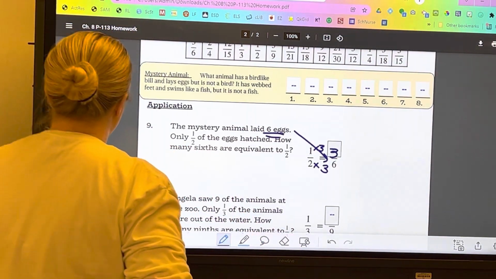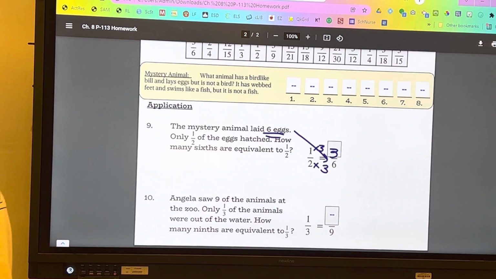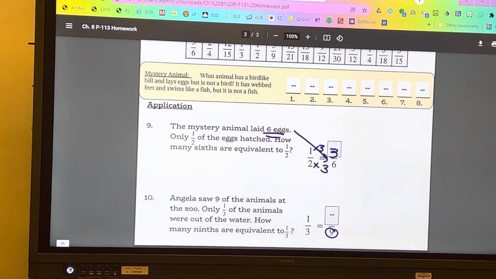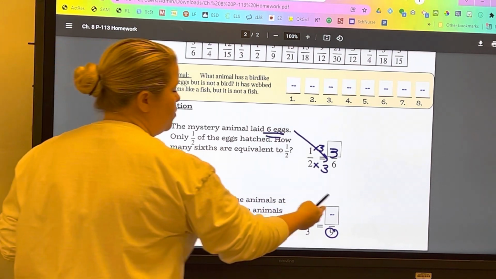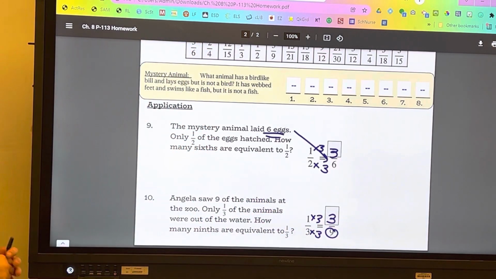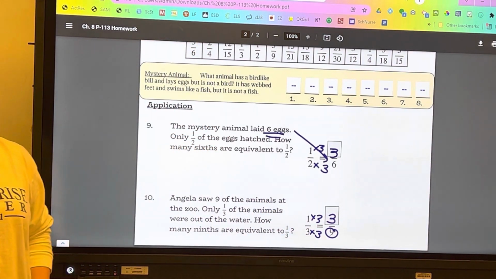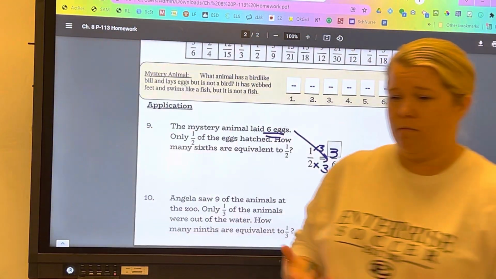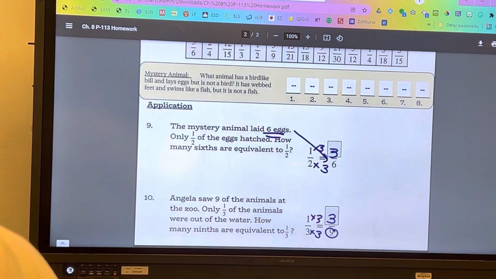All right, really quickly, let's do this last one. Angela saw 9 of the animals at the zoo. So what should my denominator be? 9. But then it says only 1/3 of the animals were out of the water. Well, if it says I have 9 total, put 9 as your denominator. And then let's see what my numerator needs to be. How can 3 turn to 9? Times 3. So what would my numerator need to be? 3. So 1/3 is equivalent to 3/9. And equivalent means they name the same amount, right? Do we put how much they missed? Yep, write how many they missed, circle it.